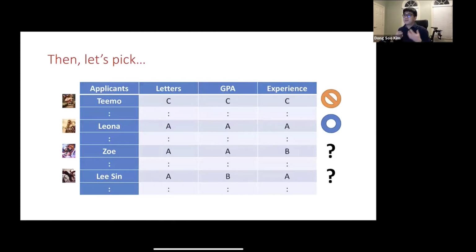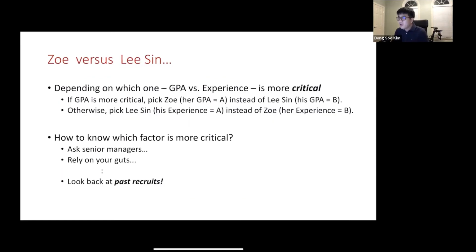Both applicants have good recommendation letters, but each one has a weak point. Ms. Joy's experience is relatively weak, and Mr. Li Xin's GPA is not good enough to prove his background knowledge. The problem is that you don't know which factor between GPA versus experience is more critical.